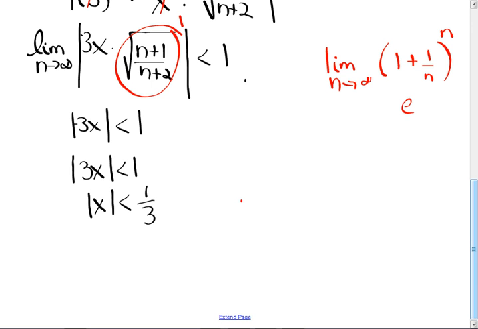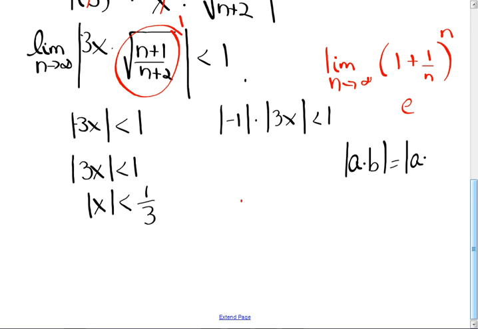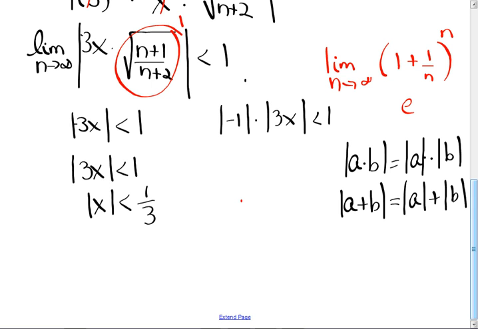Because I can write it this way. This is the absolute value of negative 1 times the absolute value of 3x. Do you know that property of absolute values? The absolute value of A times B can be written as the absolute value of A times the absolute value of B. Can I do that with a sum? Can I write that as the absolute value of A plus the absolute value of B? What if A is negative 5 and B is 2? No. But I can with multiplication, and break that up. So the negative 1 isn't going to matter. Okay?